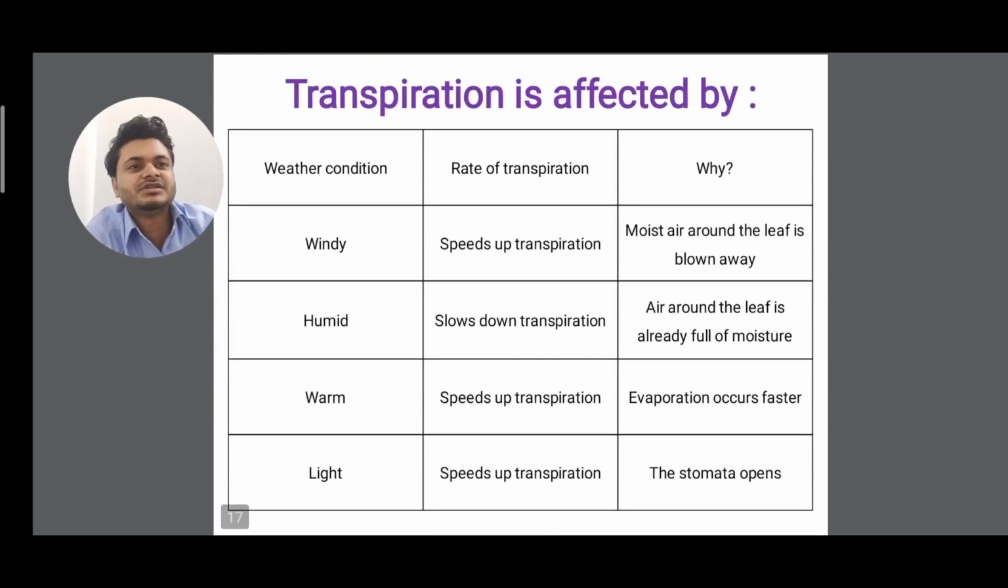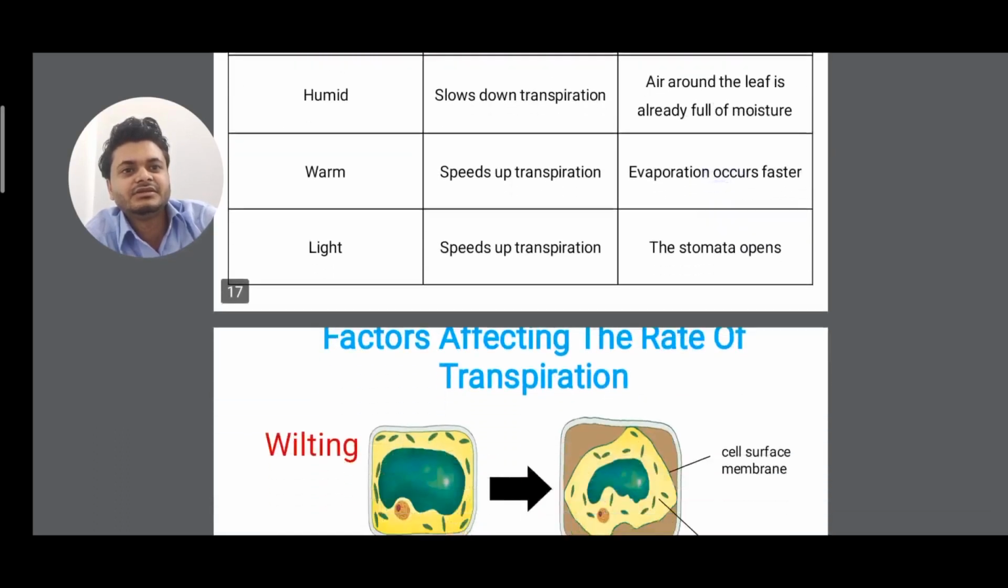Now see, transpiration is affected by various factors. One column is weather conditions, the next column is the rate of transpiration, and the next column is why. If it is dry, it speeds up transpiration. If there is a humid condition, it slows down transpiration. If there is a warm condition, it speeds up transpiration. If there is more light, it speeds up transpiration. If there is wind, why does it speed up transpiration? Because the moist air around the leaf is blown away, isn't it? So these are the reasons. You read it. Clear?